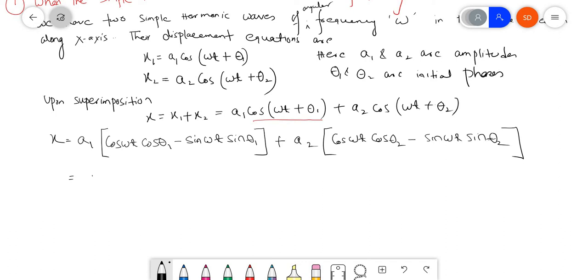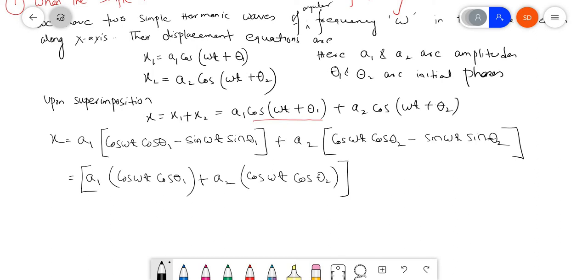Okay, so next, we can separate the cos part: A1 cos omega t cos theta 1 plus A2 cos omega t cos theta 2. This we have separated. And the sine part we are separating, like minus A1 sin omega t sin theta 1, plus A2 sin omega t sin theta 2.